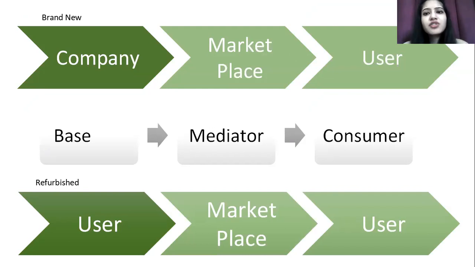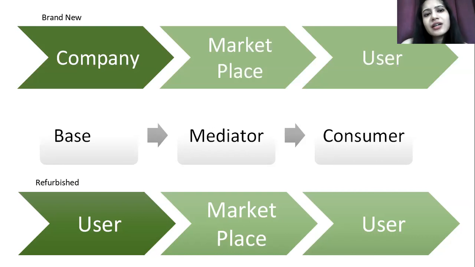As well as when we talk about this variant, then we can say that this user is now the base for the refurbished gadgets. Yes, this is the base for the refurbished gadget, because now the product has been used by this user. It comes to the marketplace, then it goes for the testing and everything, and comes to the user. So this is what happens.